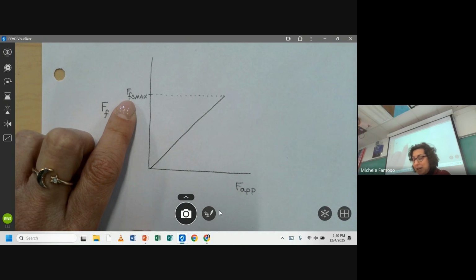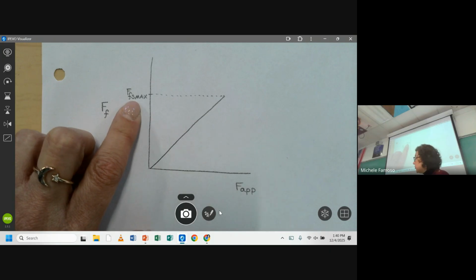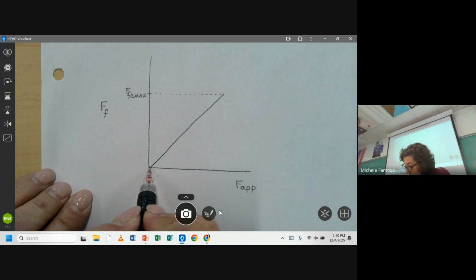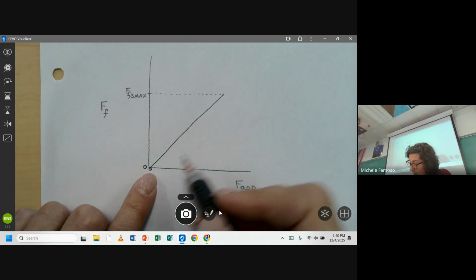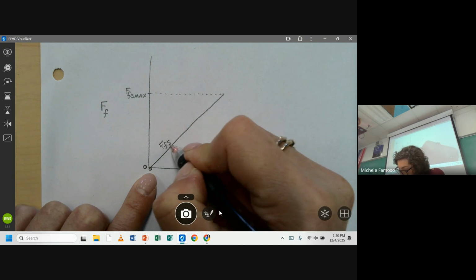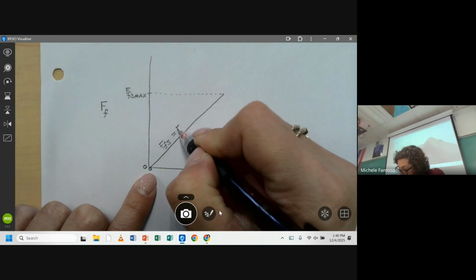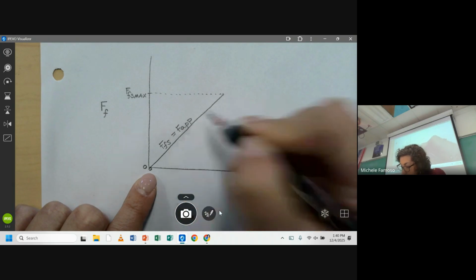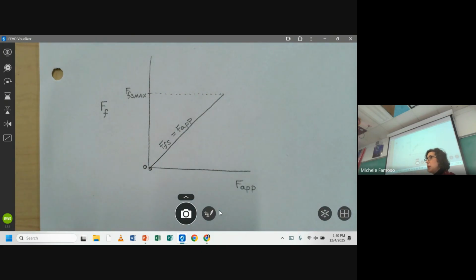S for static. The word max is after it. That's the largest static frictional force we'll have. This is a value of 0. That's a value of 0. And between these points, this is where the static frictional force will balance the applied force. There is no motion, no slippage of the surfaces in that range.